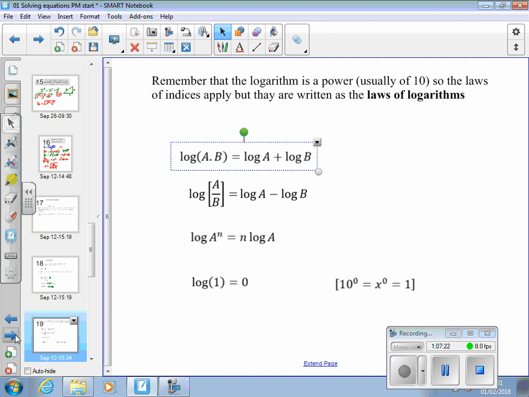Remember, 10 to the 0 is equal to x to the 0 is equal to 1. So the log of 1 equals 0. They're all useful ways of being able to write. Remember, we can write the number 1 to the 0.